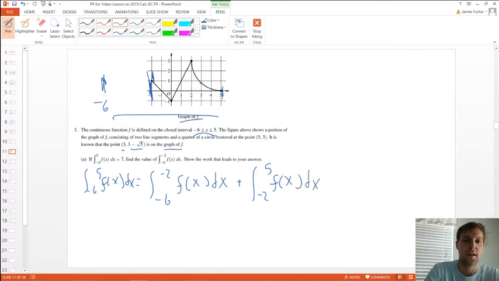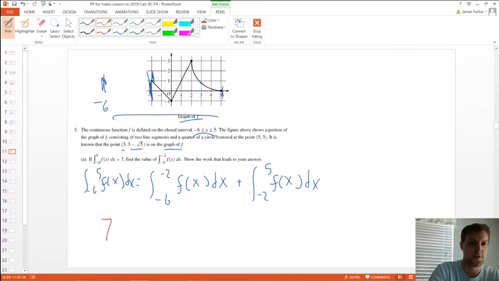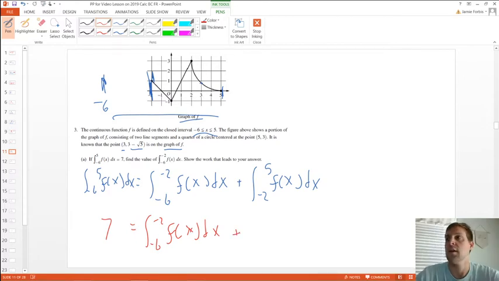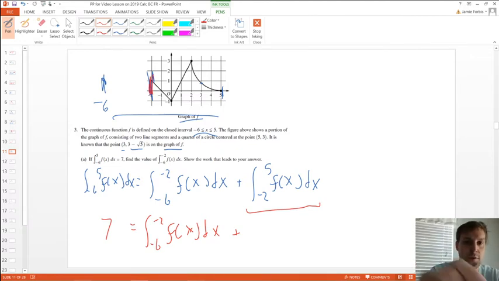Wouldn't you agree that each of these pieces is going to add up to this whole here? All I did was break it apart at -2, because I know from the problem that this whole quantity is equal to 7. I'm trying to get the -6 to -2 quantity by itself. And the piece from -2 to 5 is just the area underneath the curve from -2 to 5. So let's figure it out.